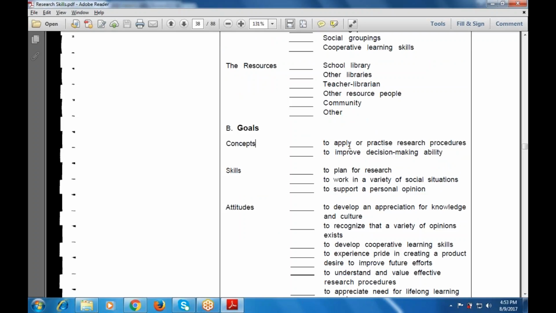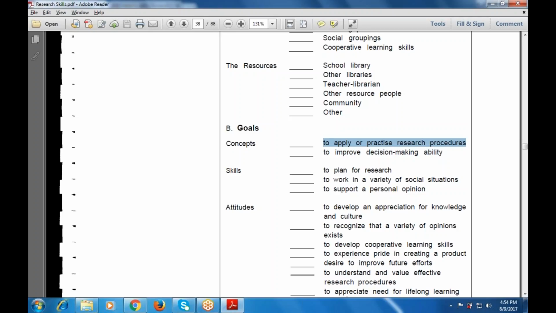Then the goal is to apply or perfect research procedures. So anyone can apply or perfect whatever research procedures to improve decision-making ability, to plan for a research, to work in a variety of social situations and conditions, to support a personal opinion. What is a personal opinion? How can we support, how can we judge that personal opinion with the next part of the level?